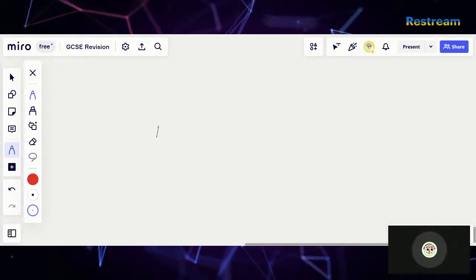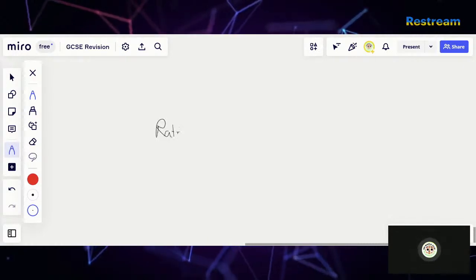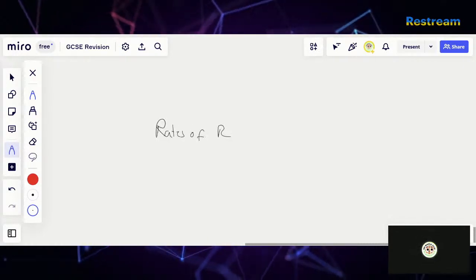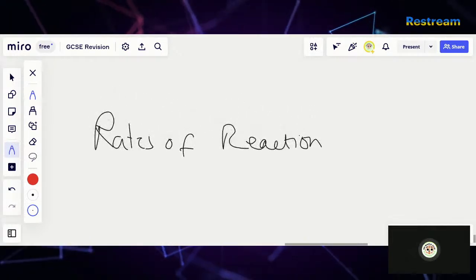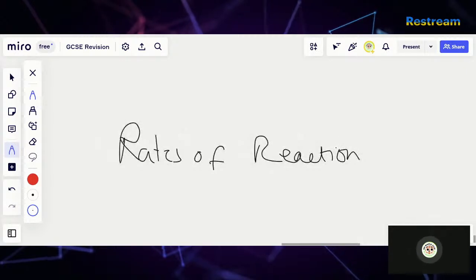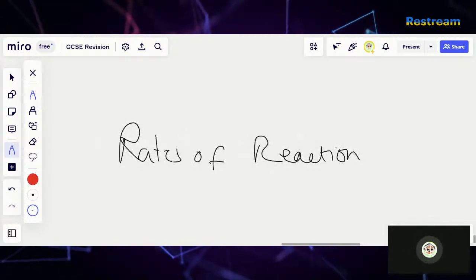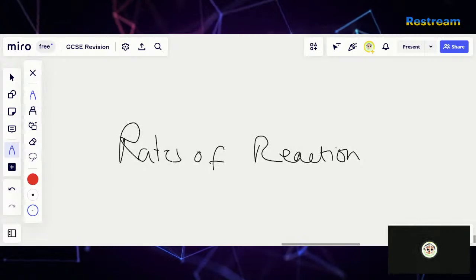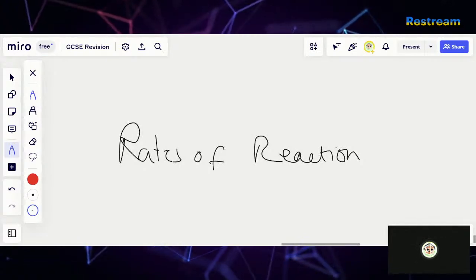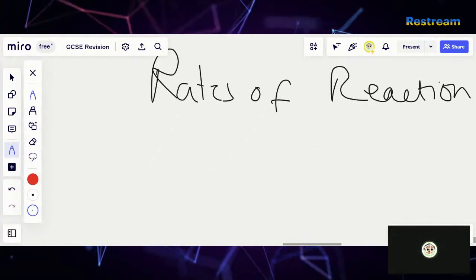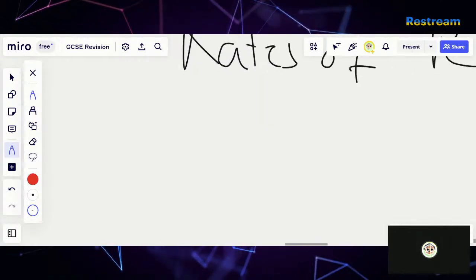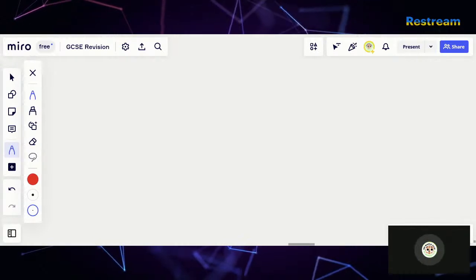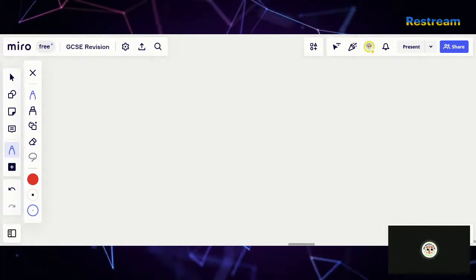So the overall required practical is called rates of reaction. Okay, rates of reaction, and there's different ways you can measure the rates of a reaction. In particular, there's 3 parts. So firstly, you can use the visual method.